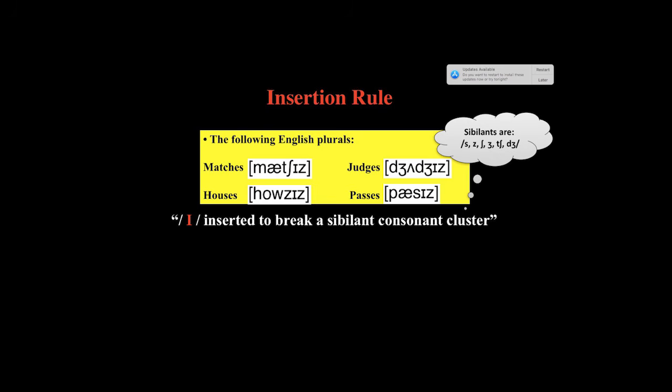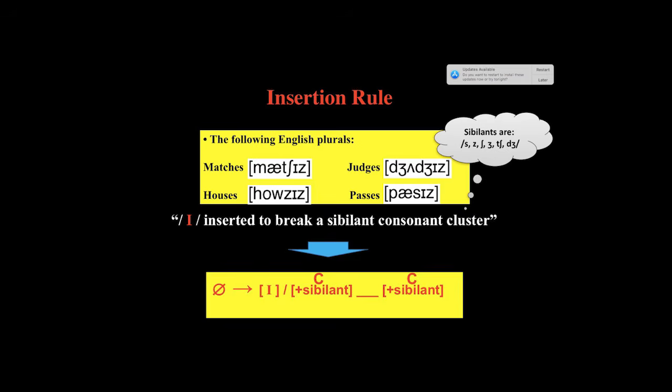How do you write this in the phonological rule notation? Null becomes E, we open the slash, and we specify the environment. The environment is between a sibilant consonant on the left side and another sibilant consonant. Nothing becomes E if it is between two sibilant consonants.